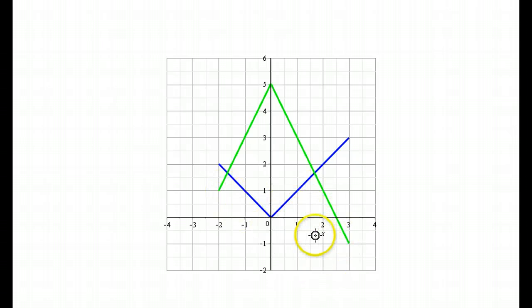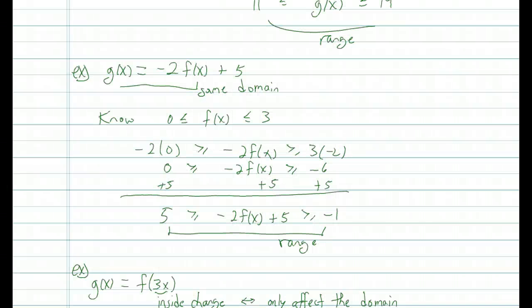Again, let's make sure our ranges are matching up. The domain's still between negative 3 and 3. That's good. Our lowest y value is negative 1. Our highest y value is 5. That matches what we saw on the scratch paper. Okay, let's get to the last example now.